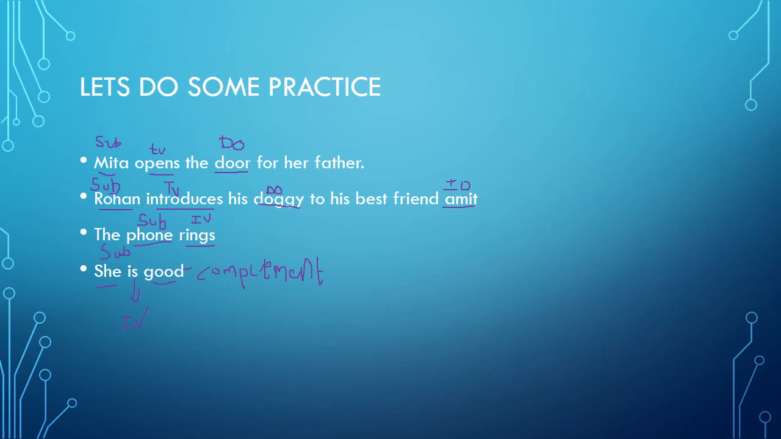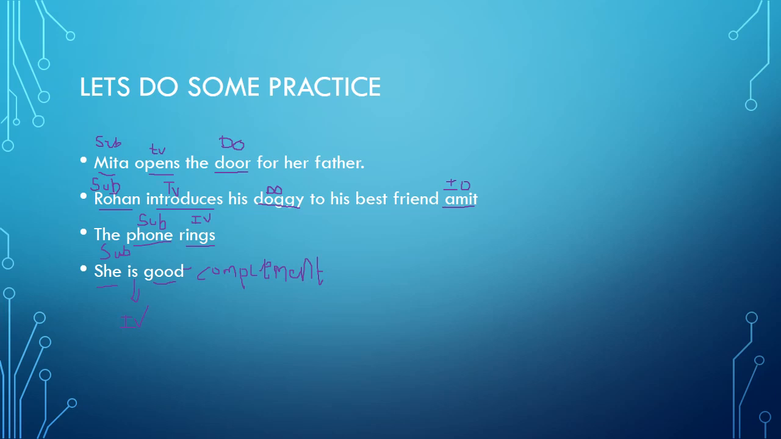So here, why is the transitive verb there? See, a direct object is a noun that directly receives the action. It's not like Meeta opens, and that's all it is. But what does she open? So that's why.